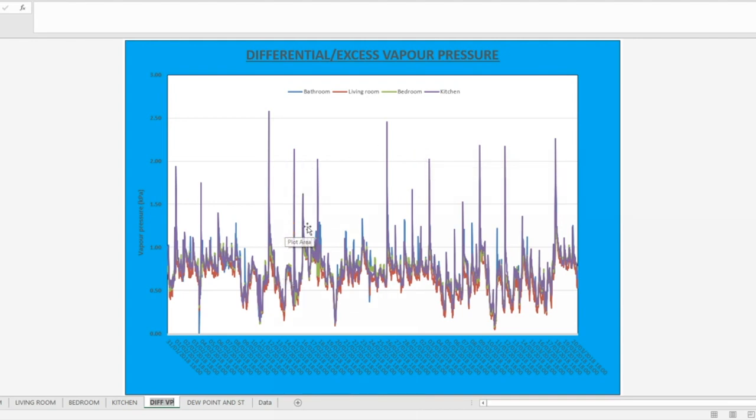But what's really interesting is when you start putting the cursor around, you can start to see. So as we can see here, you've got massive vapor pressure, huge at 5:30. But if you also just take it across a little bit, so that's 8 o'clock.